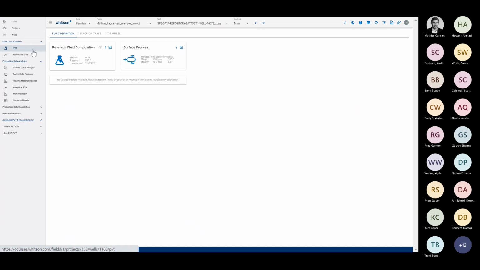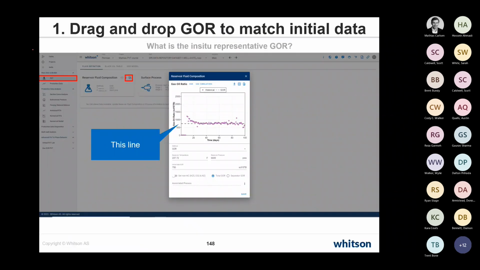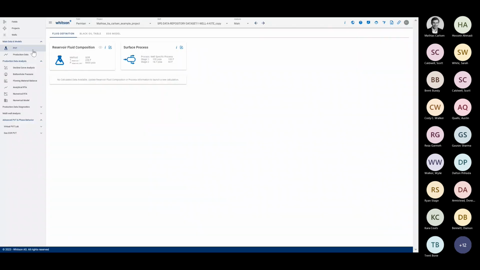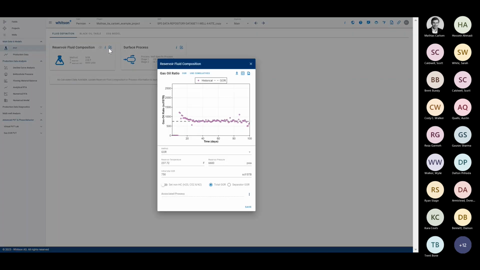We'll go to the PVT step right here, which is the first one. That's where we're going to do most of the work. Okay. And to do the PVT, whether it's this well, a synthetic well, if you have production data or not, the only place to edit and change your PVT is in this interface right here. So on the reservoir fluid composition, we'll click this edit reservoir fluid composition.